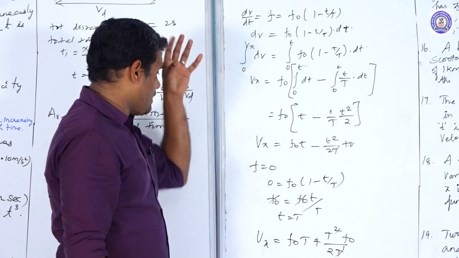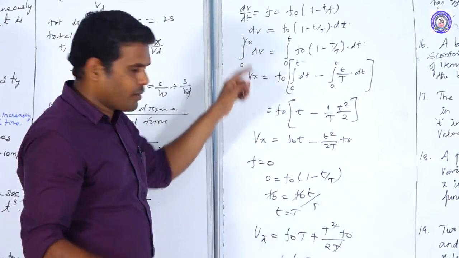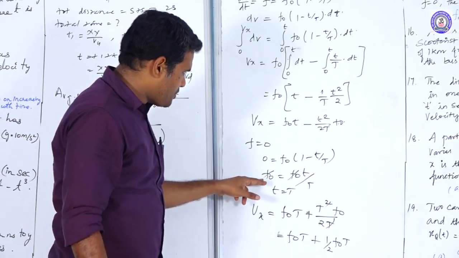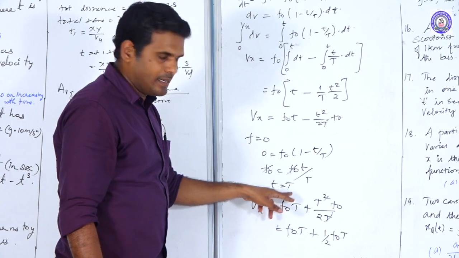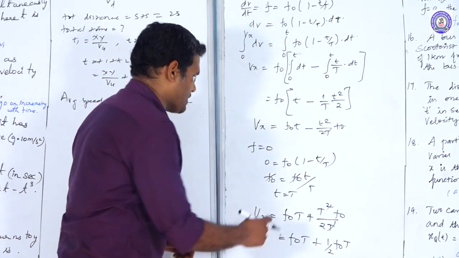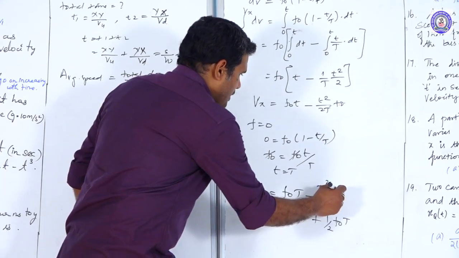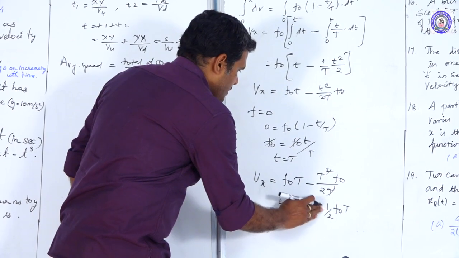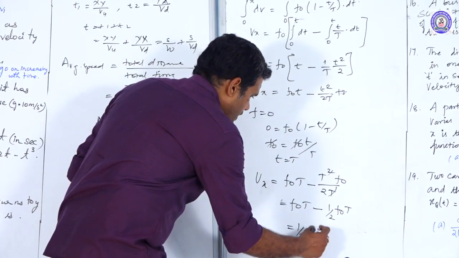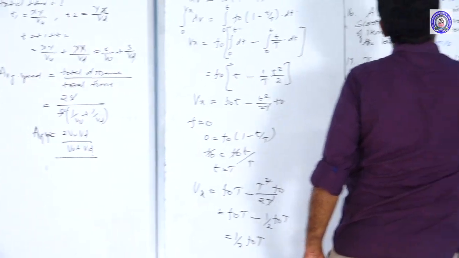As the condition is given, f equals 0 at some time interval t. What is the time interval? 0 equals f naught into 1 minus small t by capital T. If you substitute and simplify, t equals capital T. If you substitute this value in this particular expression, Vx equals f naught t minus f naught t square by 2T. This is f naught capital T minus half f naught capital T, which is half f naught capital T. So the option is half f naught capital T.